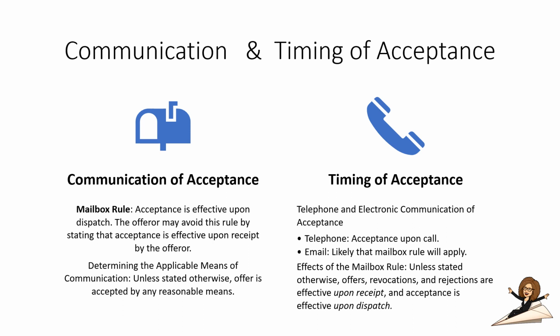Remember, offeror is the master of the offer. If you as the offeror know about the mailbox rule, then you can avoid it because you can make it a stipulation of your offer that the acceptance is not effective until I actually get it. You could also put the time frame, right? You could say this offer is only good until 5 o'clock today. You must respond by email, and your email is effective upon my receipt. If you put those kind of things in the offer, you are getting rid of the mailbox rule.